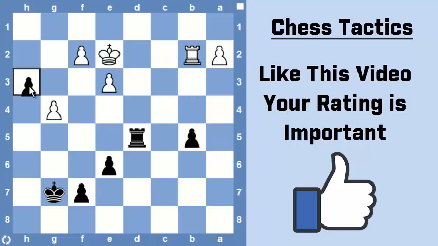Now it can be called an advanced passed pawn because it has passed the 5th rank. It has even passed the center square. It's almost approaching the end of the enemy territory.